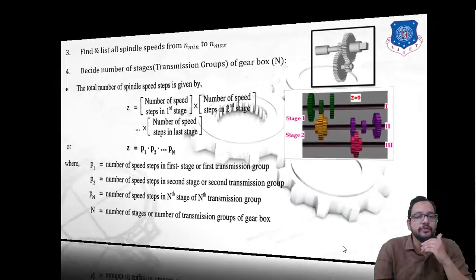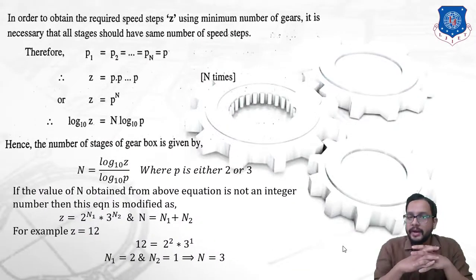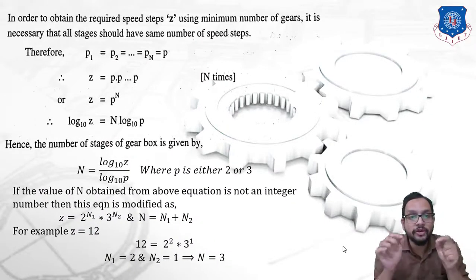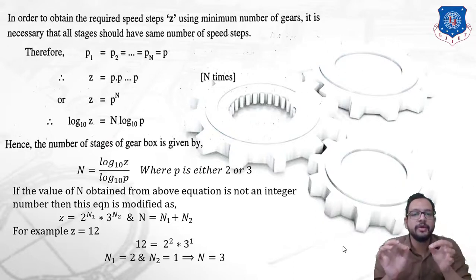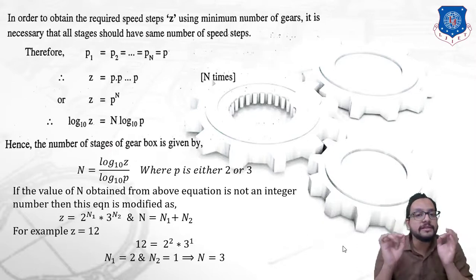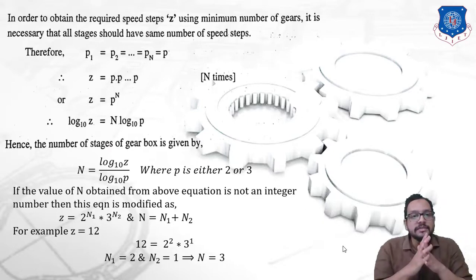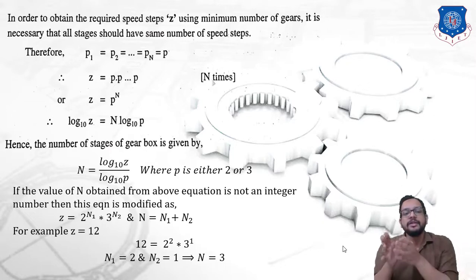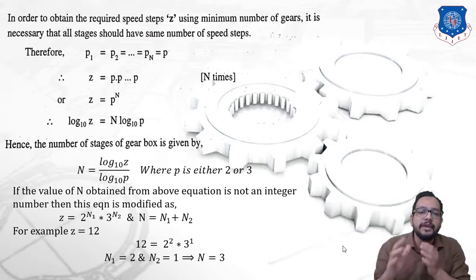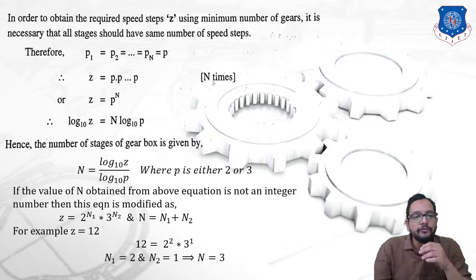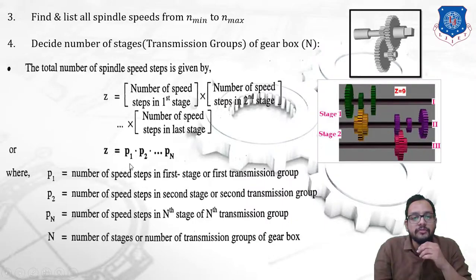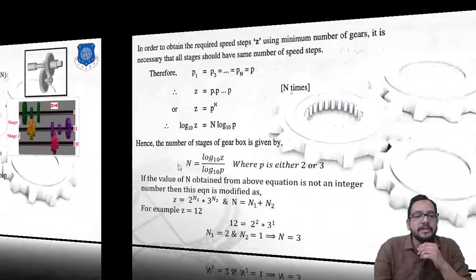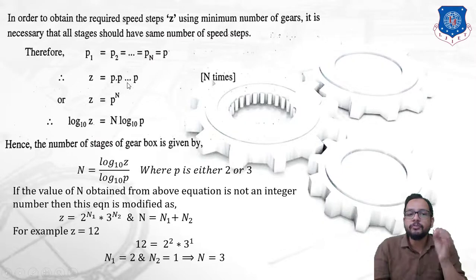Now let us proceed further. In order to obtain the required speed steps, that is Z, our target over here would be to use a minimum number of gears. Remember, to use the minimum number of gears, it is necessary that all the stages have the same number of speed steps. So in the generalized equation, P1 is equal to P2, P2 is equal to P3, P3 is equal to P4, and so on up to Pn. So can I say that the previous equation, Z is equal to P1 into P2 into Pn, can be written as Z is equal to P into P into P.